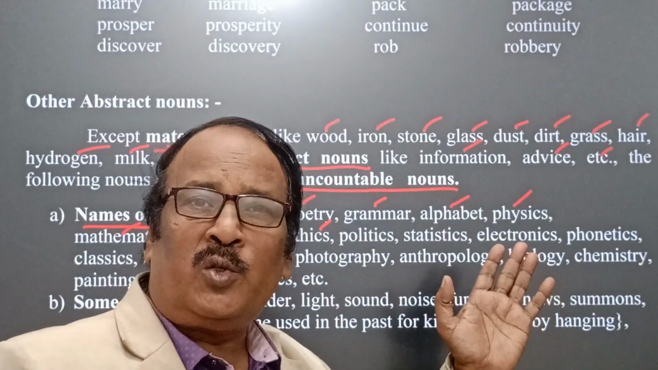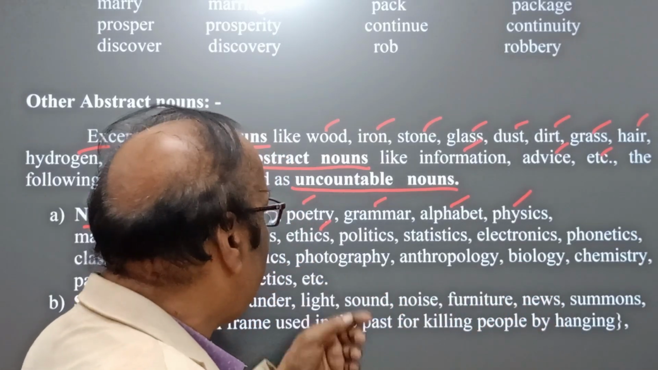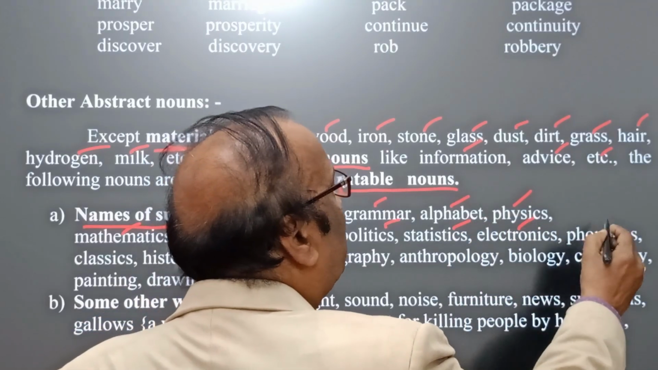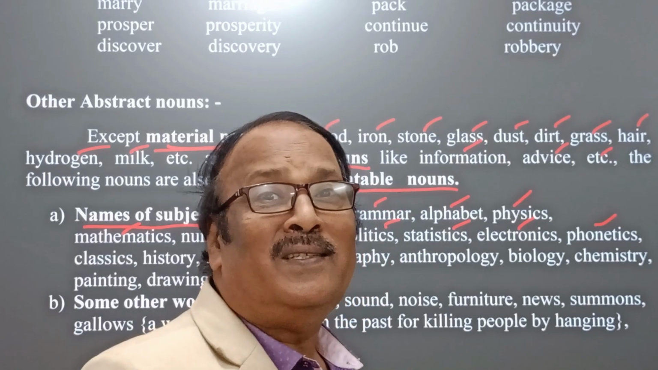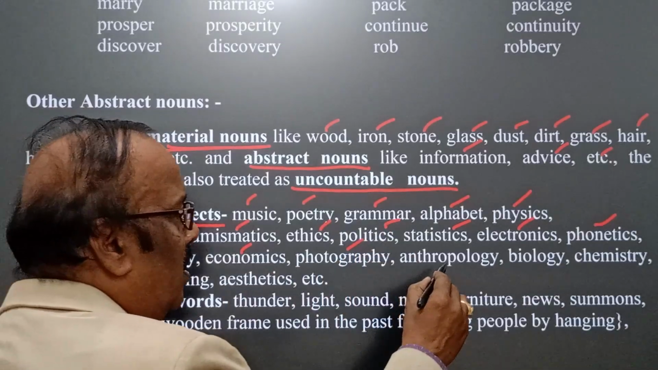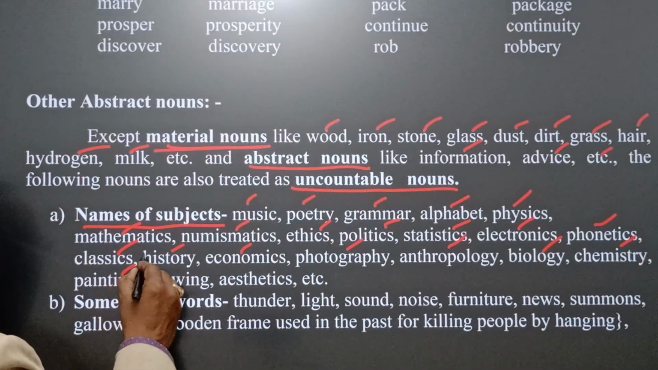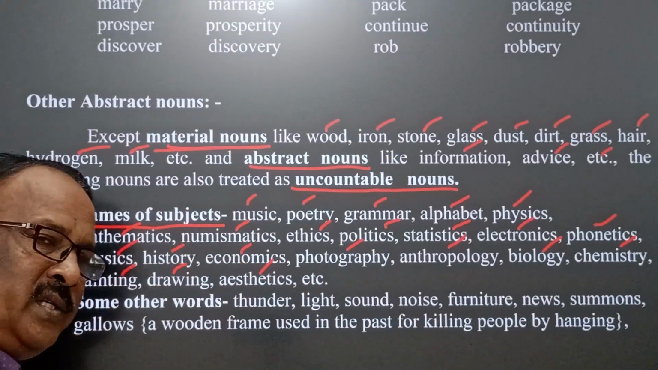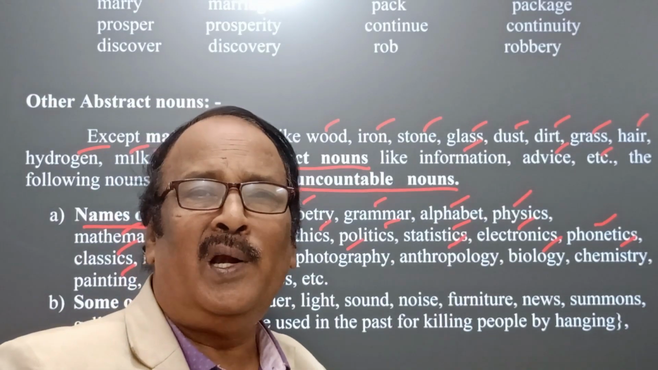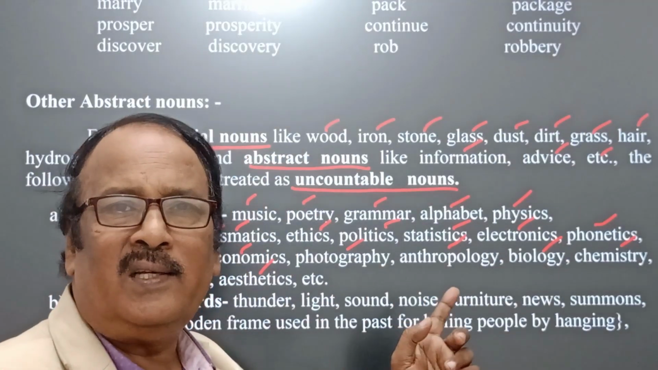Ethics means a study of moral behavior of man. Yes, ethics, politics, as you know, statistics, electronics, phonetics, study of speech sound, classics, history, economics, photography, anthropology, biology, chemistry, painting, drawing, aesthetics, study of beauty, of art, side by side nature. That is what we call aesthetics. It is also a very interesting science.